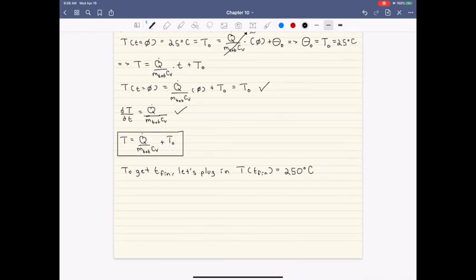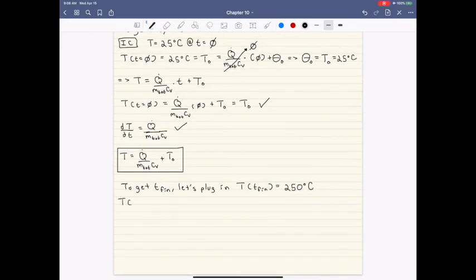Alright? So let's do it like this. T at some T final is equal to 250 degrees Celsius, which is equal to, according to our equation, the Q dot over M total CV times some T final plus T naught, which was 25 degrees Celsius. So if we rearrange the equation, we could solve for T final here.